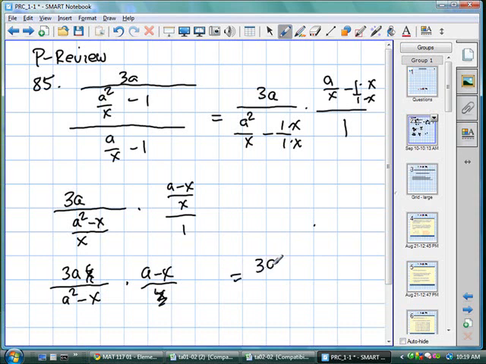Now, I don't know what the best form is. I think I would just leave it like this. That leaves us with, and I really can't do any more. I mean, I could multiply that top out, sure, but it's not necessary. So that's where I would leave number 85.